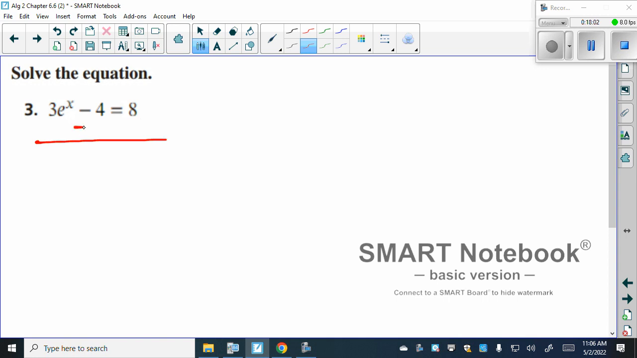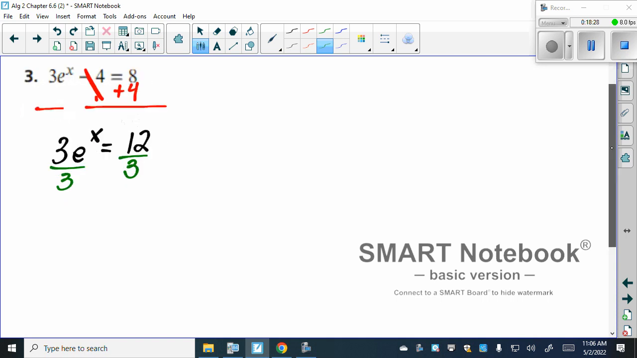Yeah, we can add 4 to both sides. Because negative 4 plus 4 is 0, telling us 3e to the x equals 8 plus 4 is. What can we do next? Divide by 3. Because again, we need e by itself.